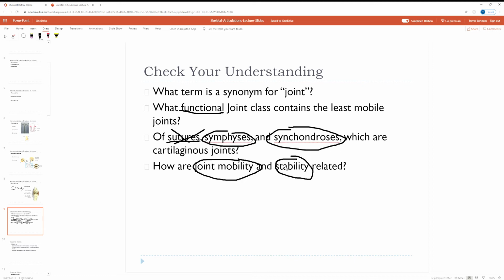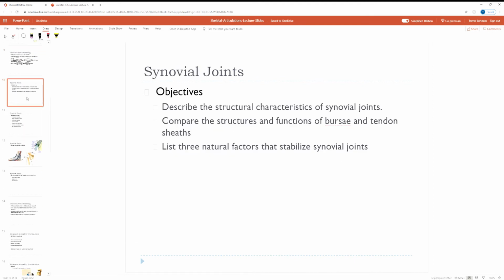So, I mean, you've heard of people dislocating their shoulder, and it's a fairly common thing. You don't typically hear about people dislocating their suture. Number one, because that would be fatal if you were dislocating a suture. But number two, because it just doesn't happen nearly as much. It takes a lot more force to do something like that. So mobility and stability are inversely related.